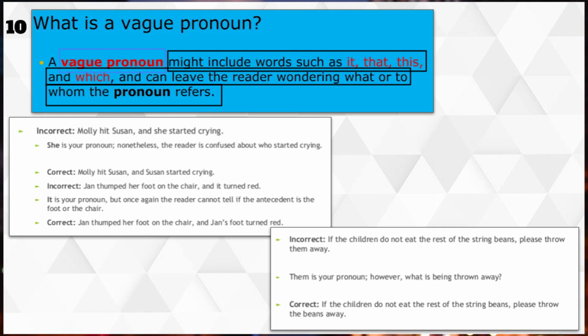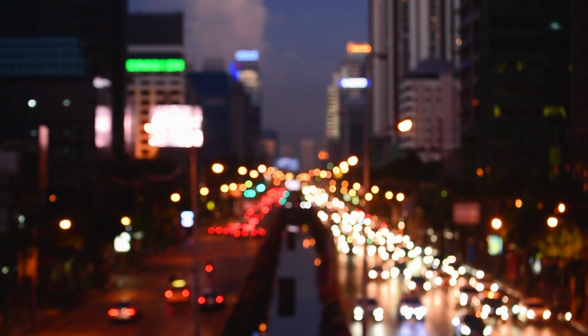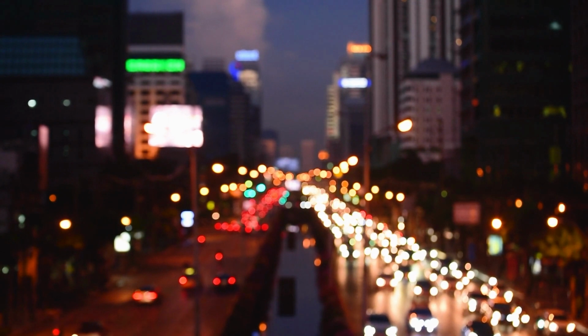My favorite example is, if the children do not eat the rest of the string beans, please throw them away. Them is your pronoun, however, what is being thrown away? Are we throwing away leftover string beans, or are we throwing away children who are not eating their food? Correct answer would be, if the children do not eat the rest of the string beans, please throw the beans away. Hopefully that helps with vague pronouns, and hopefully that helps with this list as a whole.